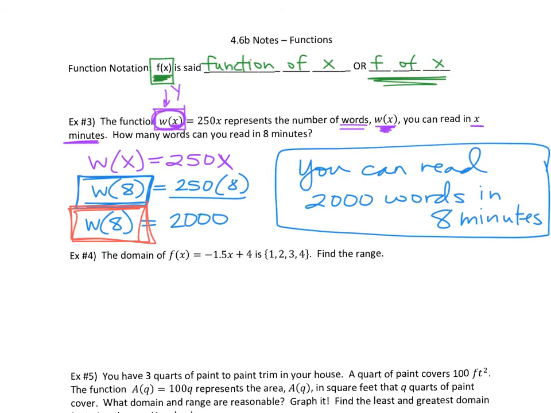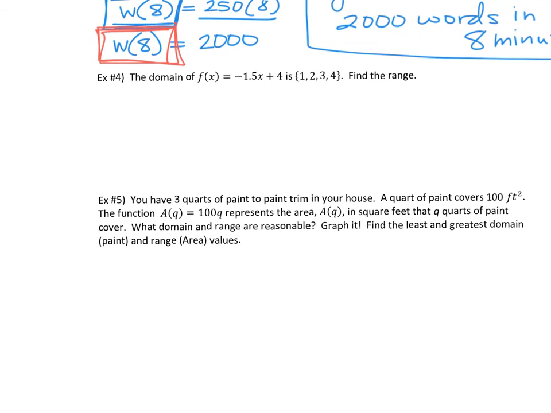Okay, moving on. Number 4, it says the domain of f of x equals negative 1.5 plus 4. Okay, so this is our function. It says the domain is this. What is domain? Hold on. It's the x, right? Okay, so they gave us the x values. And now it says to find the range. What is the range?